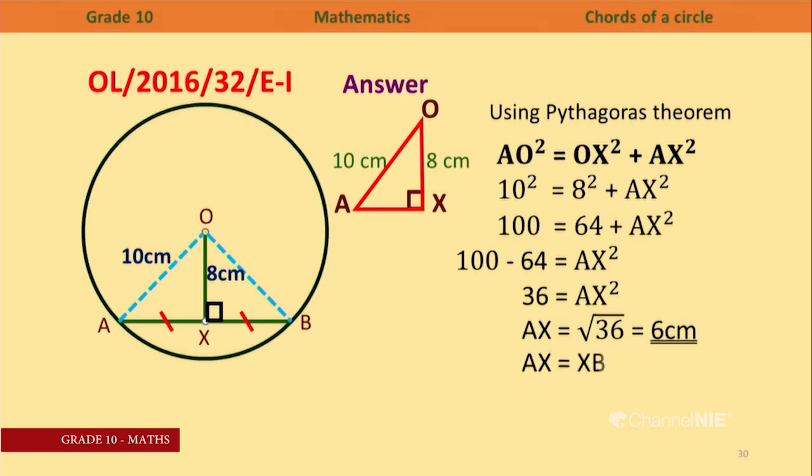So if you know AX, you know XB. Why are AX and XB equal? Then we can make a relationship. AX plus XB makes the AB chord. So AX and XB are equal. Then we can get the AB length by taking twice the XB or AX length. That is 12 centimeter. AB length is 12 centimeter. That is the length of the chord AB.